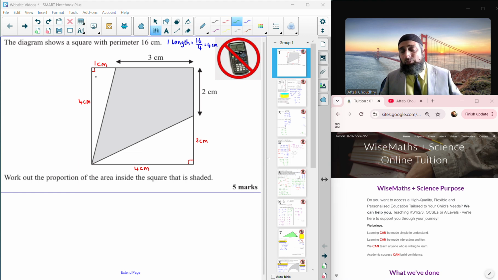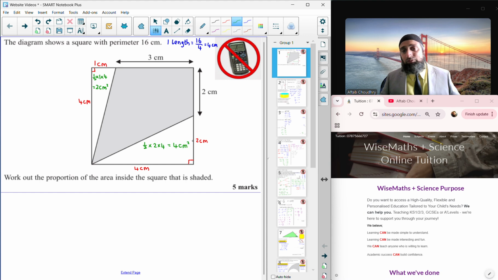If I want to work out the area of a triangle, it's going to work out to be a half times base times height. So a half multiplied by 1 multiplied by 4 is going to give me 2 centimeters squared. And let's work out this one at the bottom. Again, it's going to be a half multiplied by 2 multiplied by 4, and 4 times 2 is 8, and a half of that is 4 centimeters squared.